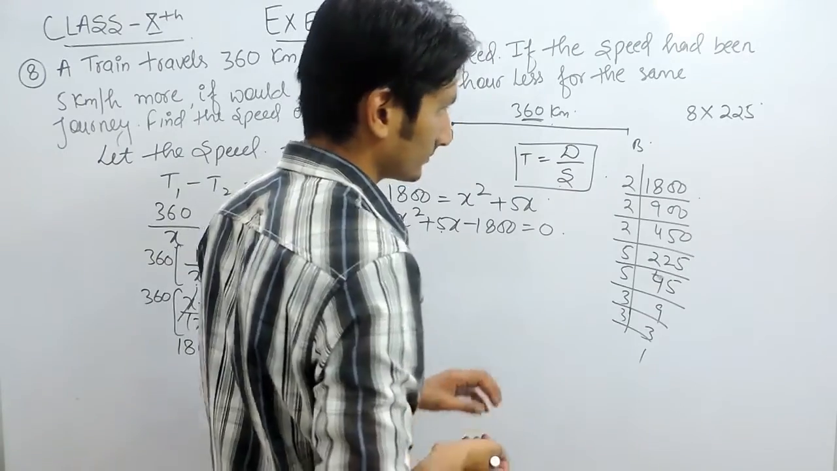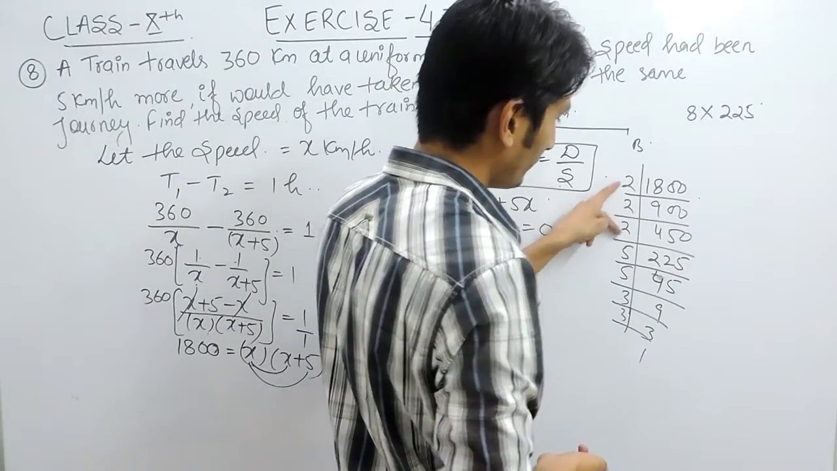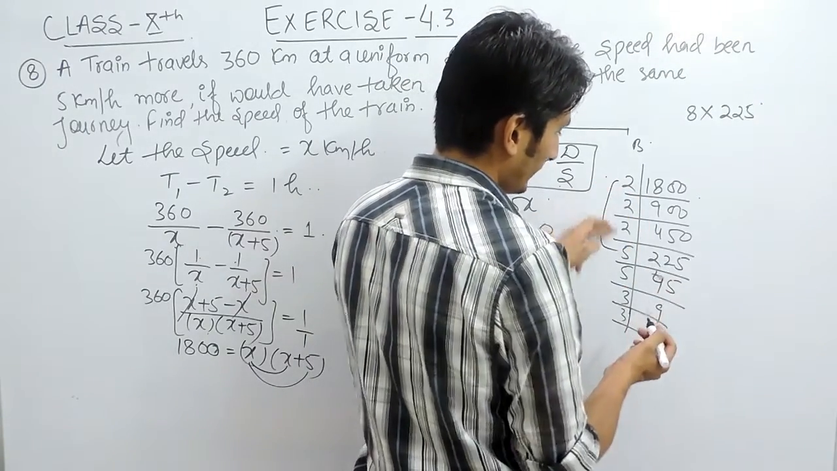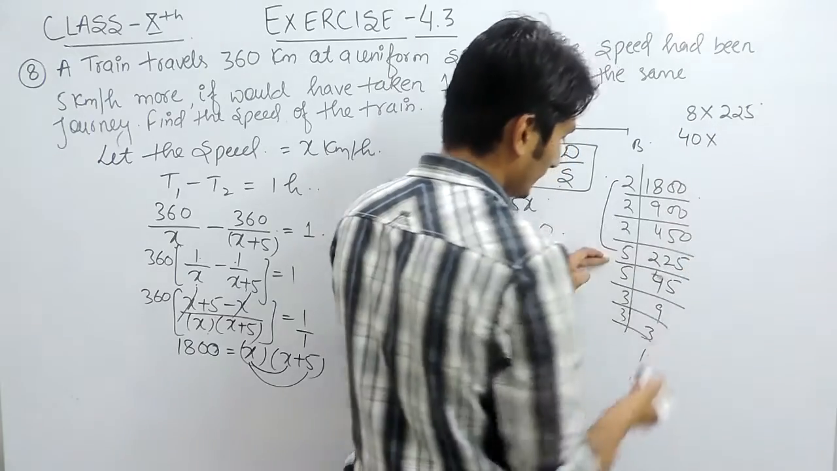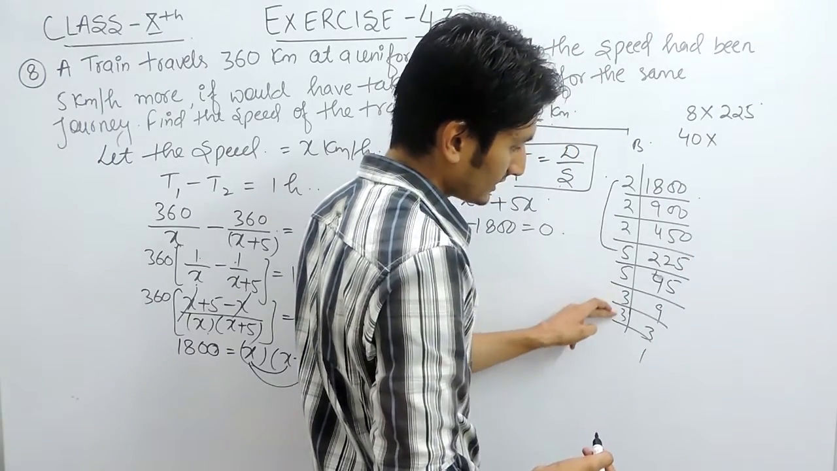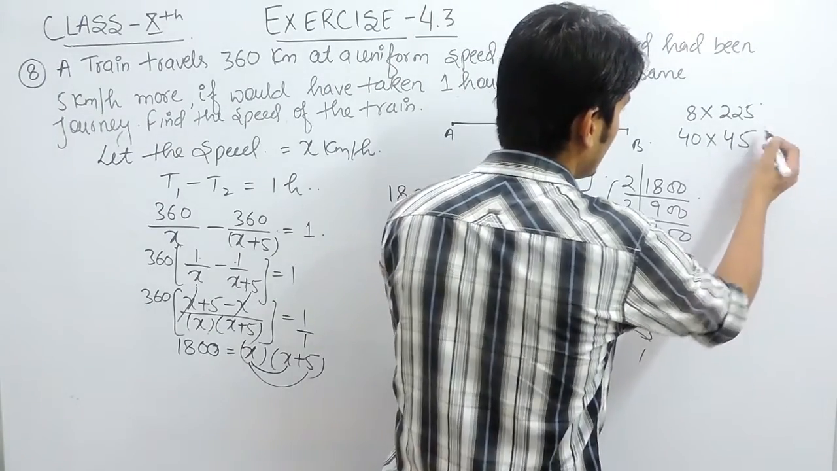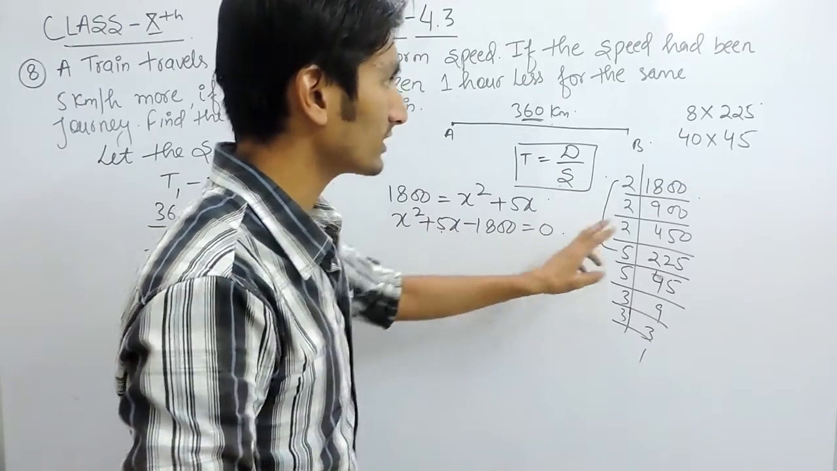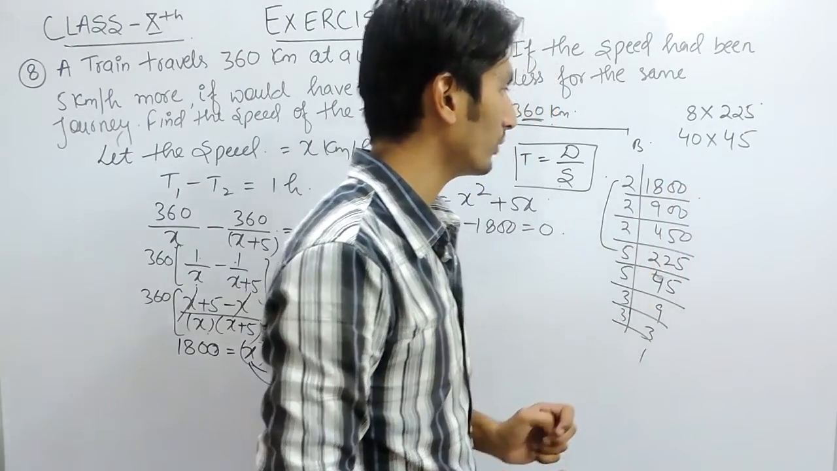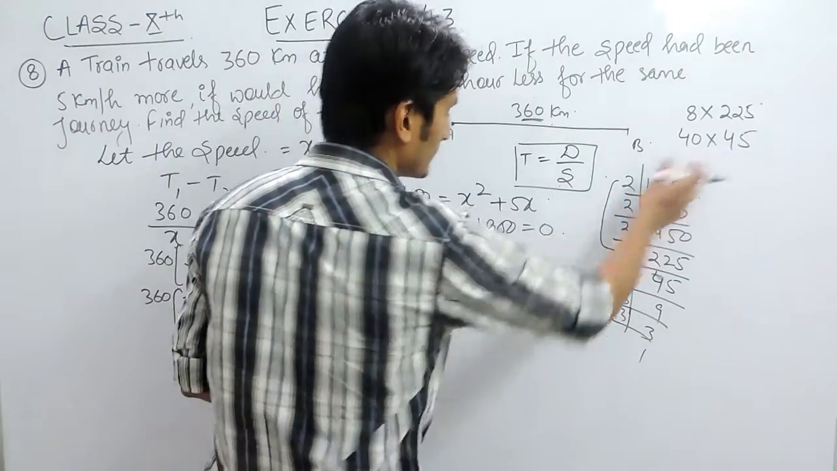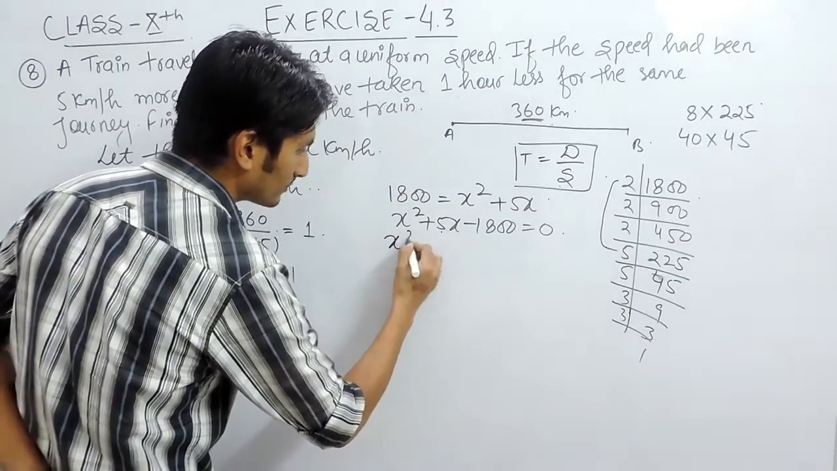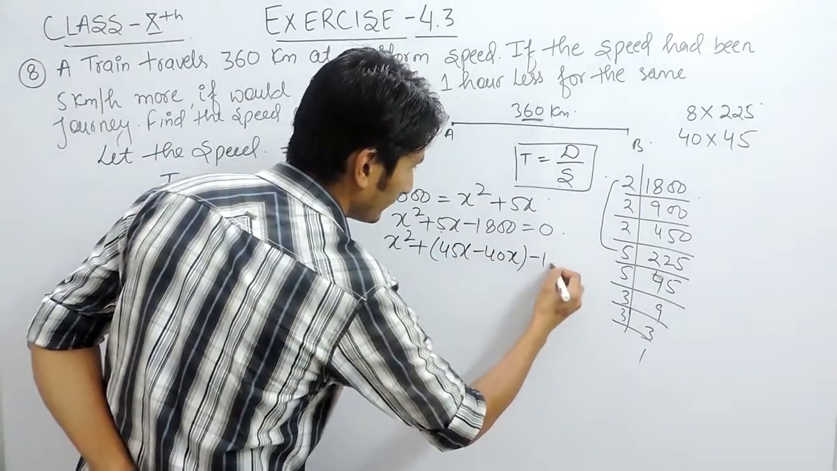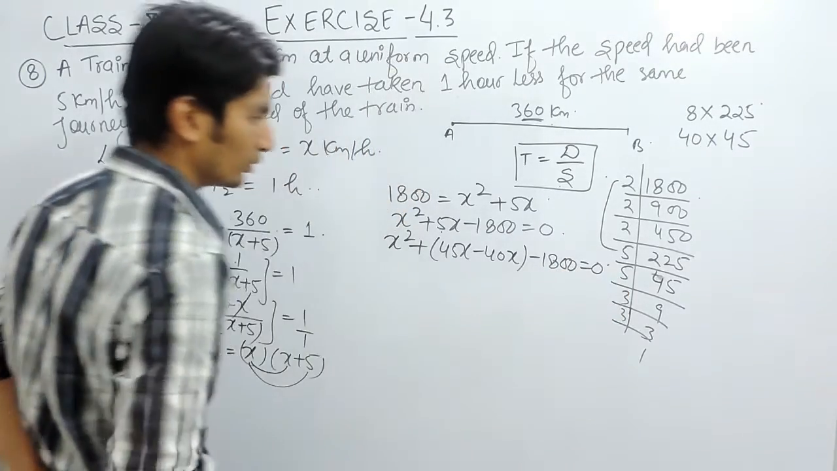So take another. I am taking 8 into 5 as one factor, which is 40, and the other is 5 into 3 into 3, which is 45. So clearly these two are the required factors, because the multiplication of these two factors is equal to 1800, and their difference is equal to 5. So we can split this 5x into 45x minus 40x, so x square plus 45x minus 40x minus 1800 equals to 0.